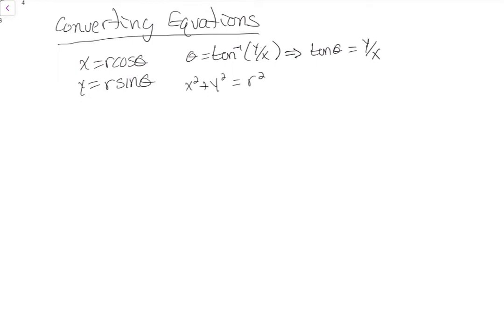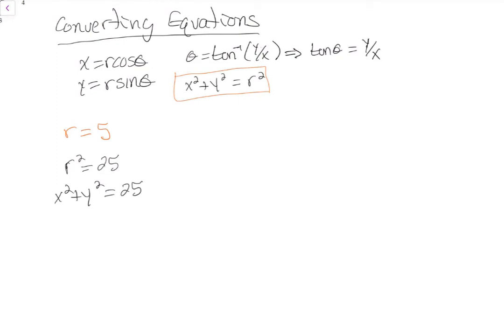So let's suppose we had the equation r equals 5. We want to convert the equation r equals 5 from polar to Cartesian. So we have that r squared is x squared plus y squared. What I'm going to do in this case is square both sides of this equation. When I square both sides, I get r squared equals 25. And then from my Pythagorean theorem, r squared is equal to x squared plus y squared, and that's equal to 25.